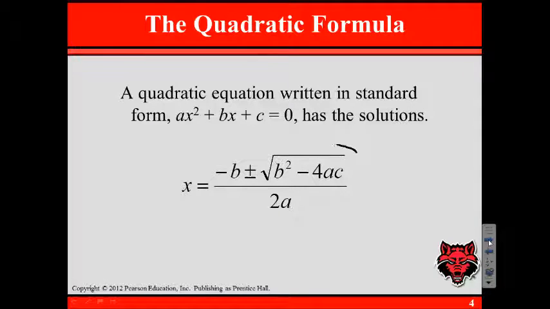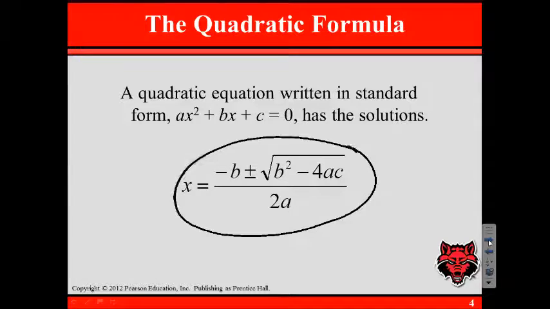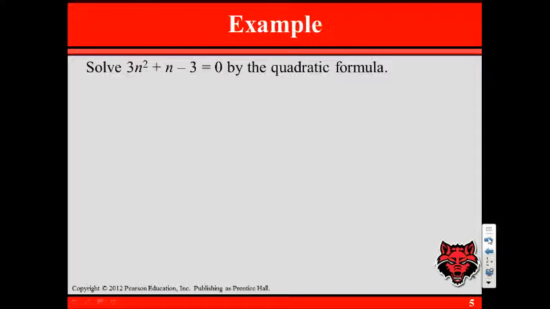And below, this is called the quadratic formula. Negative b plus or minus the square root of b squared minus 4ac, all divided by 2a. Let's try a few examples. We want to solve 3n squared plus n minus 3 equals 0 by the quadratic formula.